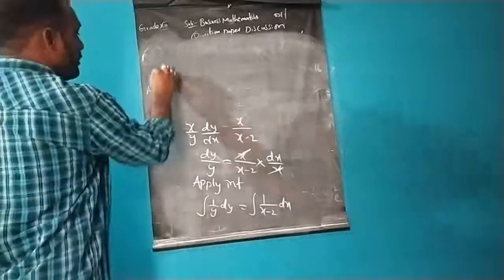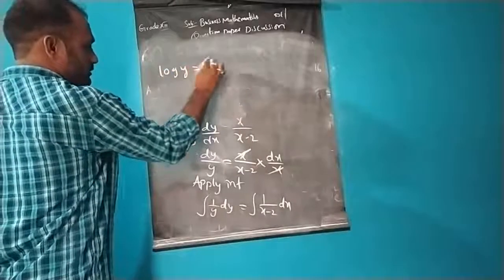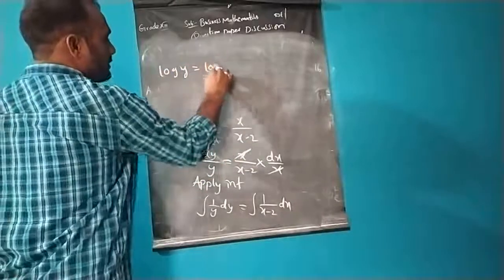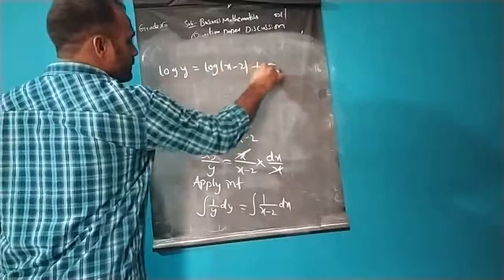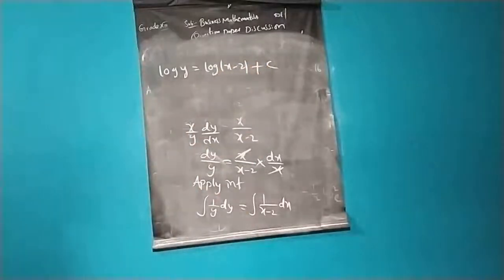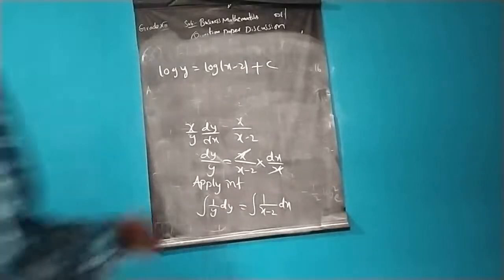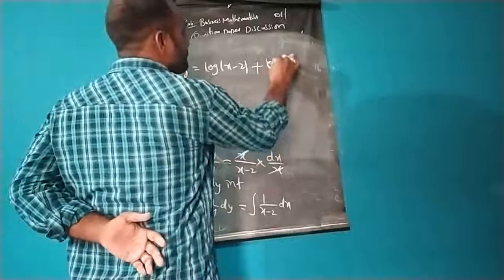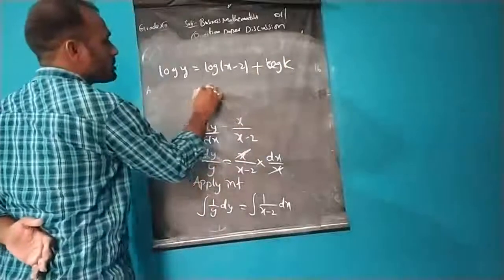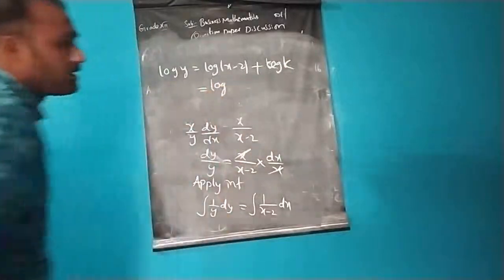So 1 by y will be log y. Here log of x minus 2 plus the constant value. So this can be written as log k also. So log a plus log b can be written as log ab also.